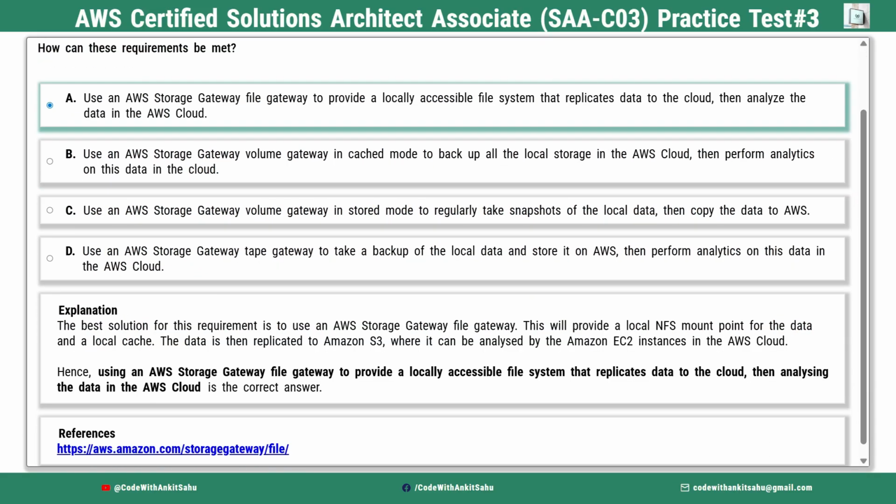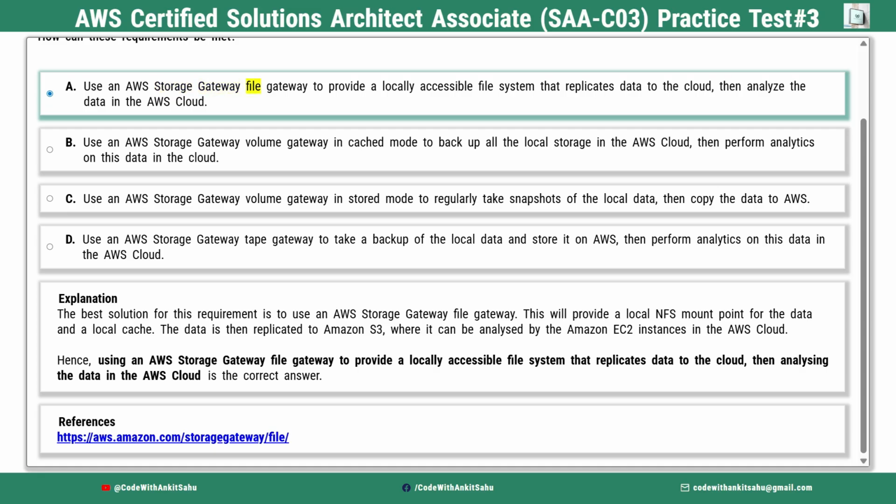Correct answer. Option A. Use an AWS Storage Gateway file gateway to provide a locally accessible file system that replicates data to the cloud, then analyze the data in the AWS cloud. Explanation: the best solution for this requirement is to use an AWS Storage Gateway file gateway. This will provide a local NFS mount point for the data and a local cache. The data is then replicated to Amazon S3, where it can be analyzed by the Amazon EC2 instances in the AWS cloud. Hence, using an AWS Storage Gateway file gateway to provide a locally accessible file system that replicates data to the cloud, then analyzing the data in the AWS cloud is the correct answer. References.